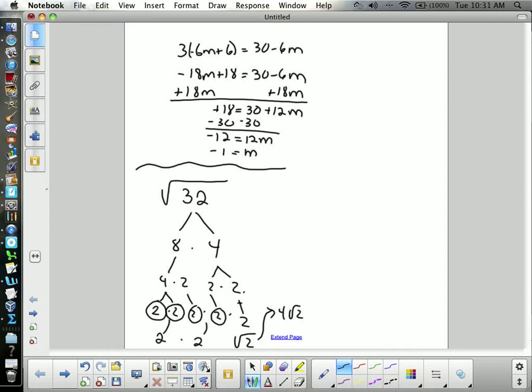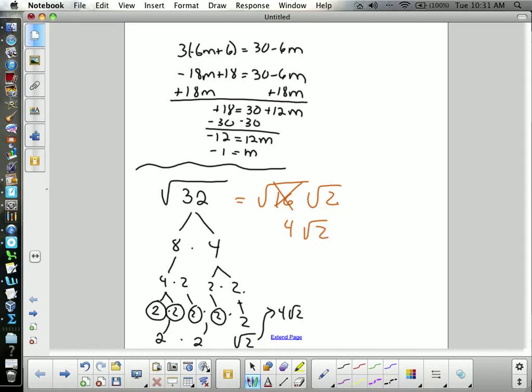Or you could choose 16. Easier way of doing it, I think, is to say this is root 16 times root 2, which is 4 root 2. Okay. Either way, it doesn't matter.